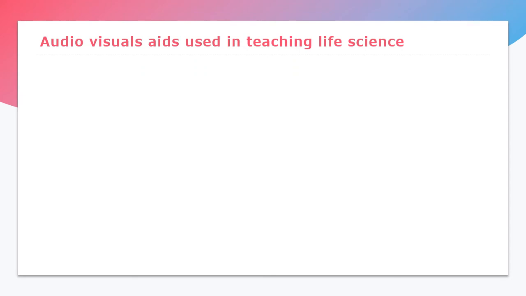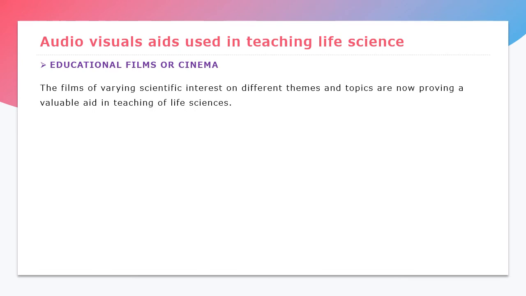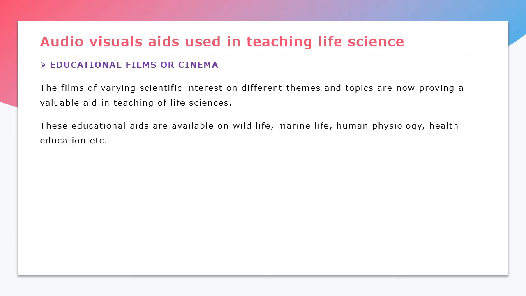So the next type of audiovisual aid used in teaching life science is educational films or cinema. It is proven that motion pictures are more educative than still pictures projected through slides or film strips. This is a more effective way, utilizing both auditory and visual senses. The films of varying scientific interest on different themes and topics are now proving a valuable aid in the teaching of life science.